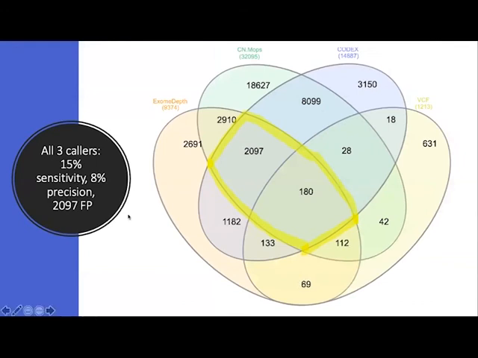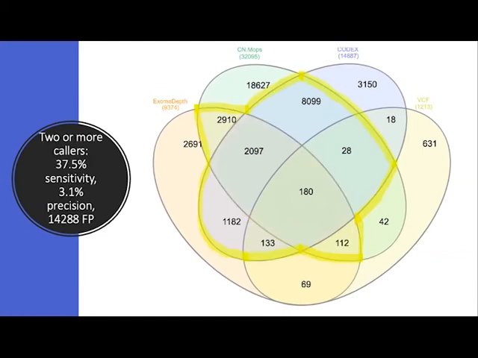So a rule requiring a CNV call to be confirmed by all three callers is too stringent. It results in a sensitivity of only 15%, capturing these 180 target exons, gives you a precision of 8%, and still includes about 2,000 false positives. A second rule requiring a CNV to be confirmed by two or more callers is better, with a sensitivity of 37.5%, a precision of 3.1%, but still over 14,000 false positives.